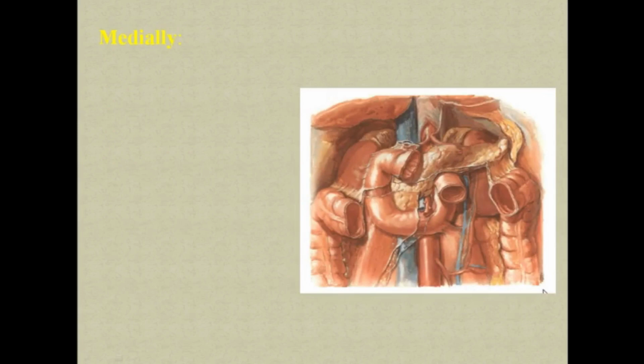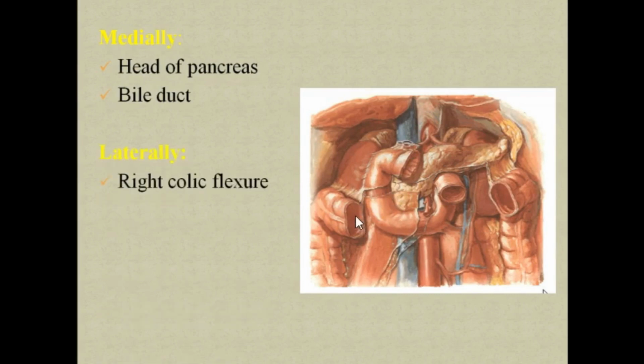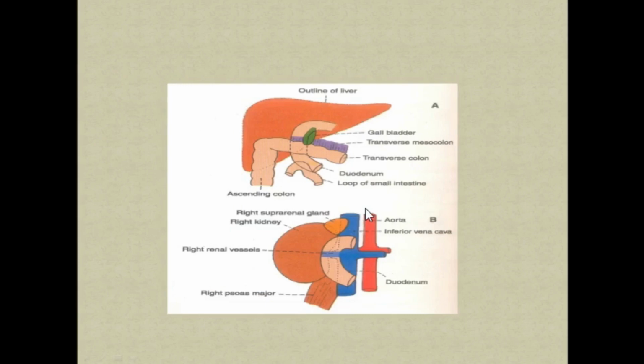Talking about medial relation, we have got head of the pancreas. Here you can make out head of the pancreas, and we have got bile duct coming from the gallbladder related over here. Then we have got lateral relation. Laterally we have got right colic flexure. Here you can make out, this is the right colic flexure, which is related lateral to the second part of duodenum.